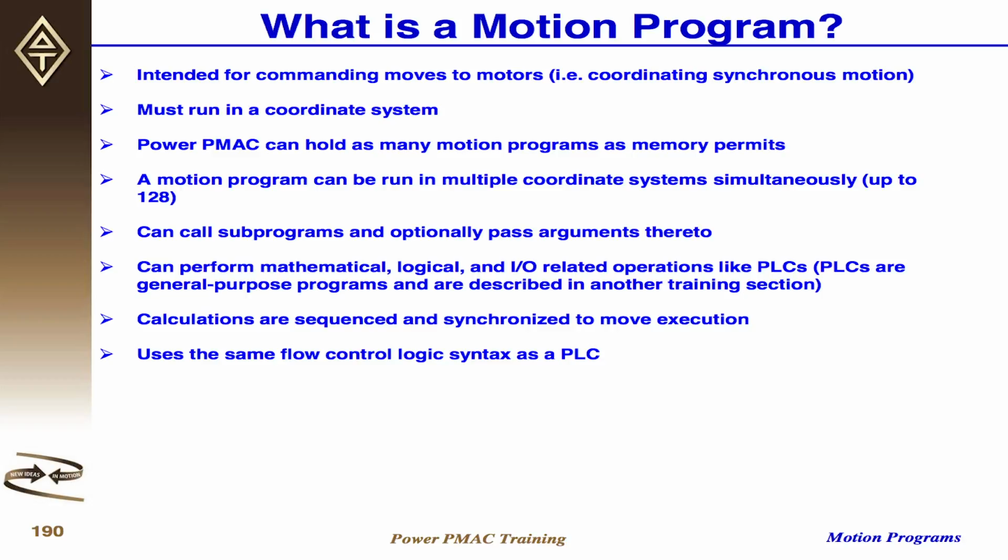You can run a motion program in several coordinate systems at the same time if you want, up to 128 separate instances of the coordinate systems. And if you're doing that, it's highly recommended to make use of the CS Global or Q variable types if you have variables within those motion programs that need to be common to several coordinate systems, but exist in separate instances. You can also call subprograms from within a motion program.